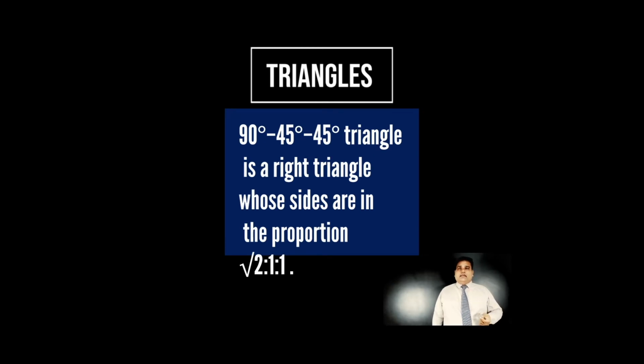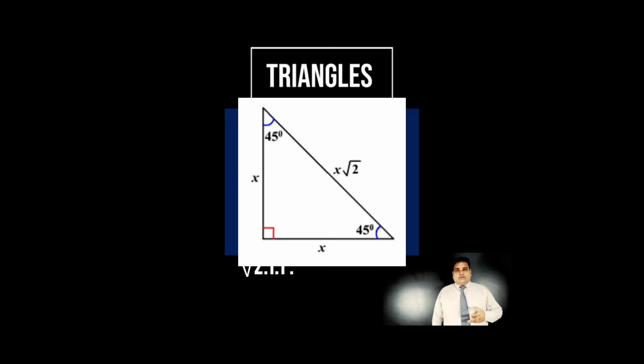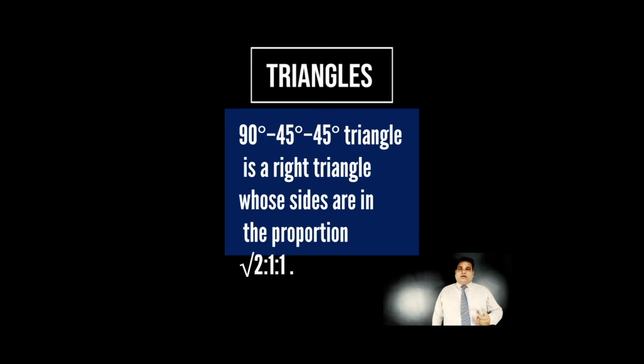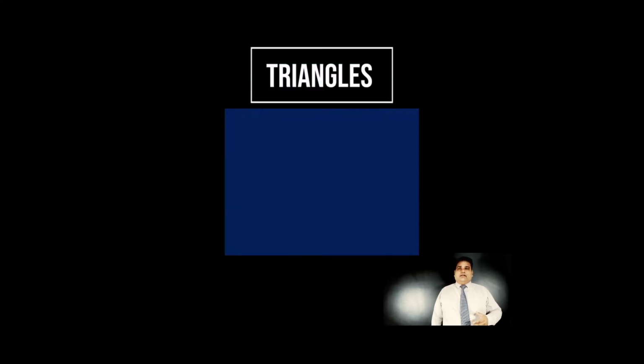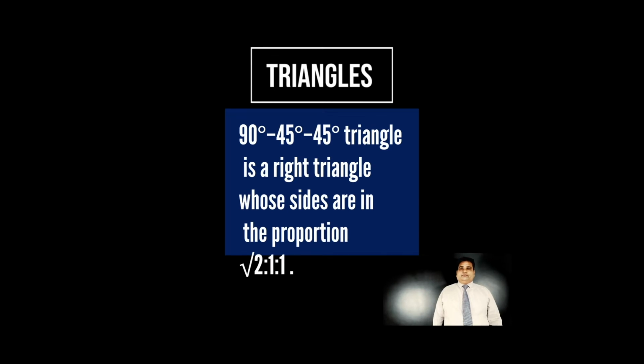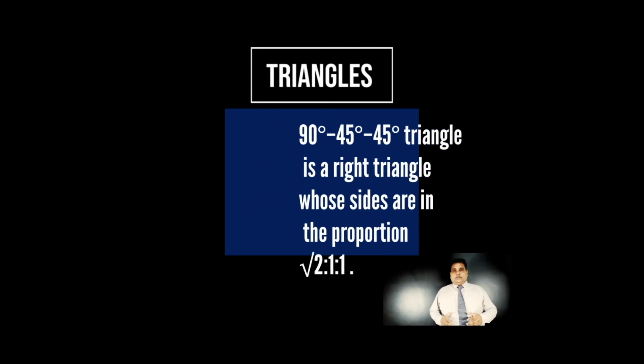If the 90 degree angle is here, then the side opposite to that, in the ratio for 90, 45, 45, always comes as root 2 is to 1 is to 1. As we know the hypotenuse is the longest side, here root 2 is the highest value, so root 2 will be the hypotenuse and the other two sides will be perpendicular and base. So remember, the 90, 45, 45 triangle is a right angle triangle whose sides are in the proportion of root 2 is to 1 is to 1.